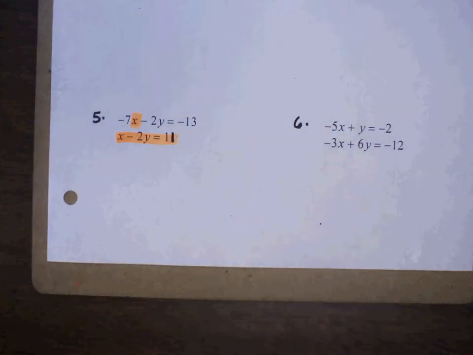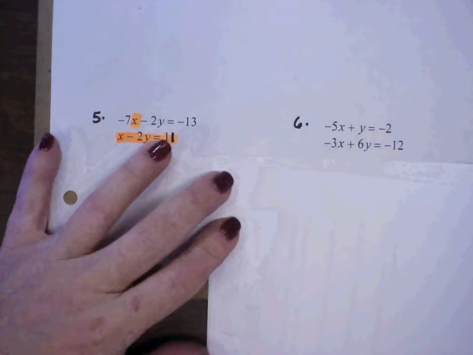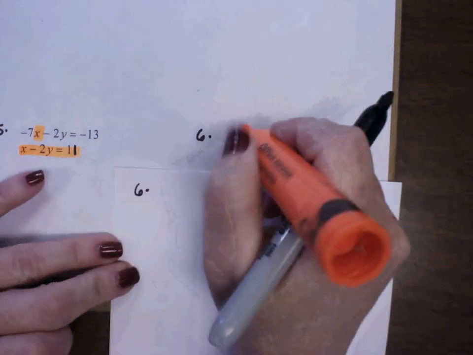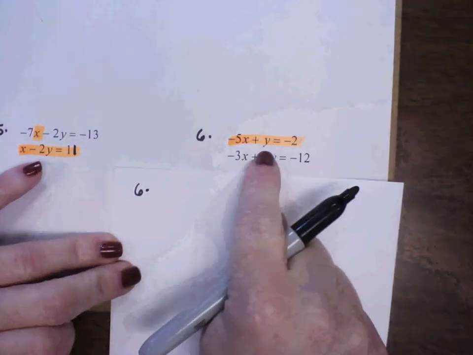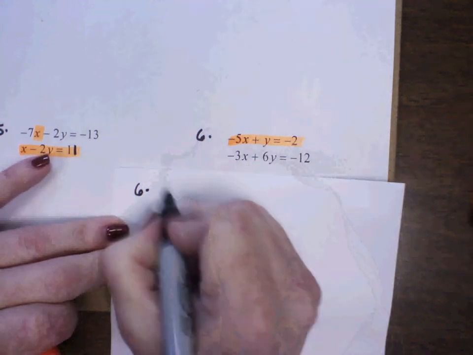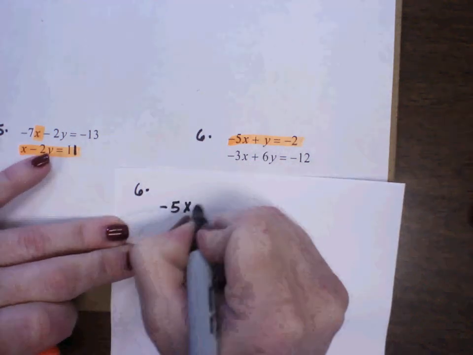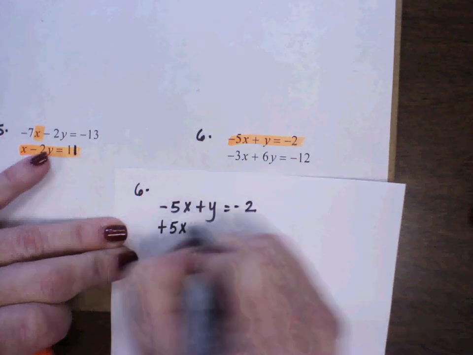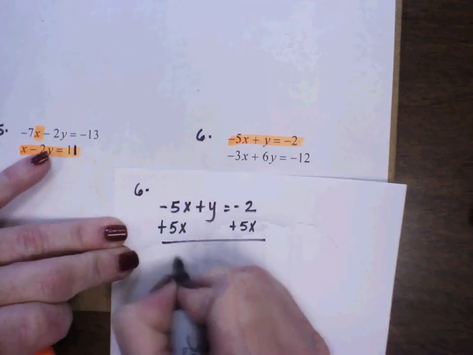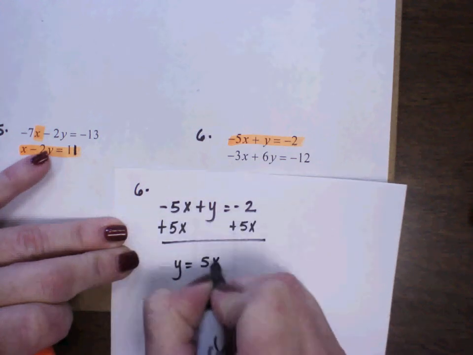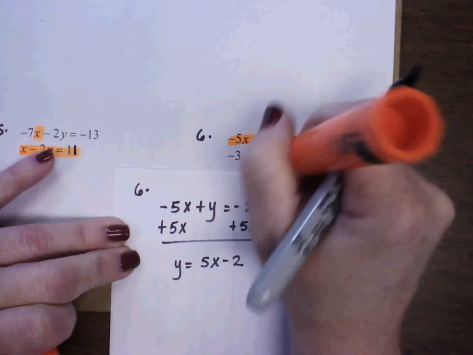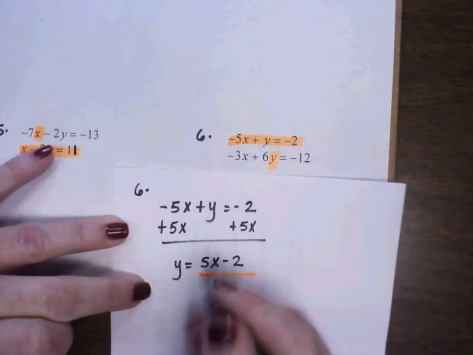All right, so for number 6, which is the last one, the more you practice, the better you get at knowing which one you are going to solve for and which one you are going to substitute. I would most definitely solve that one for y, by adding the 5x, so y equals 5x minus 2. And then I would come over here on this one and substitute the value of the y.